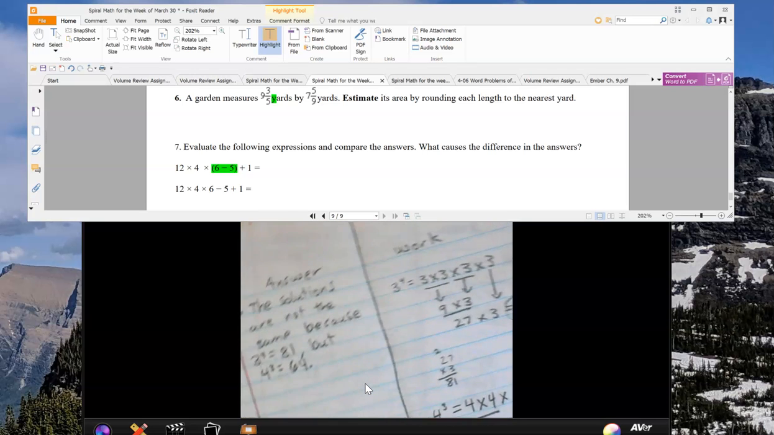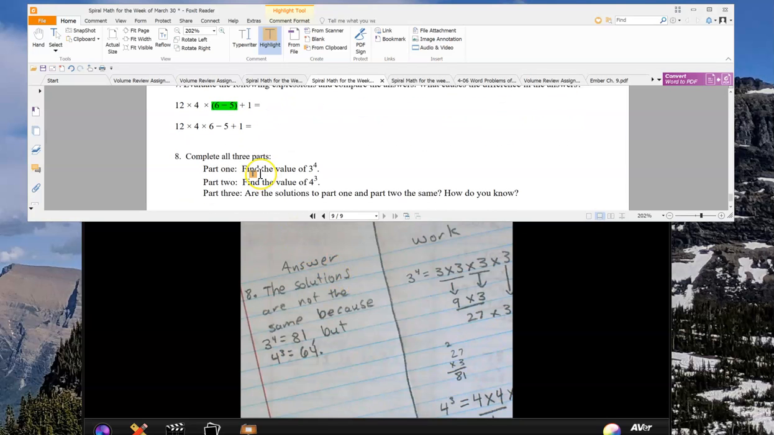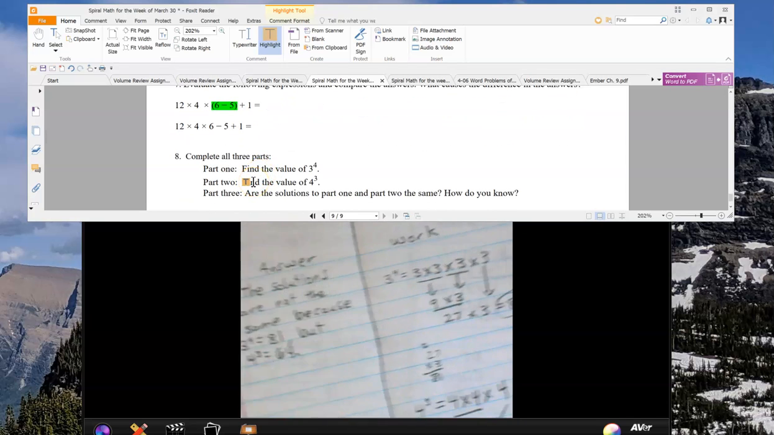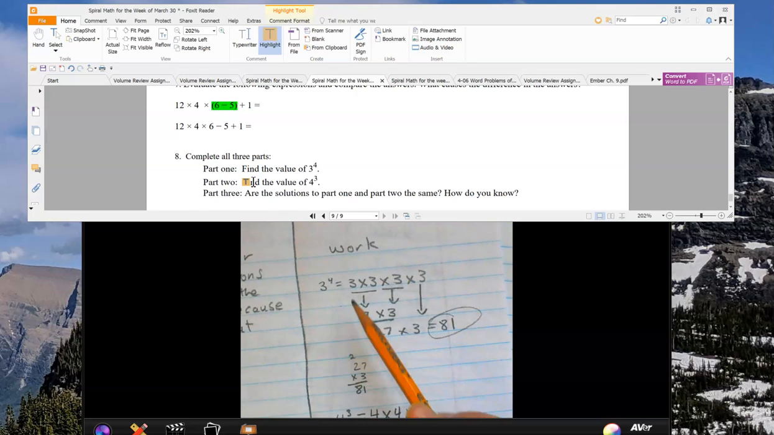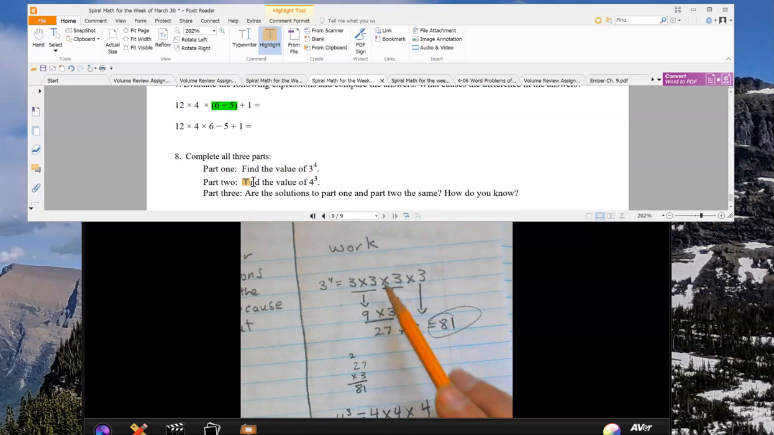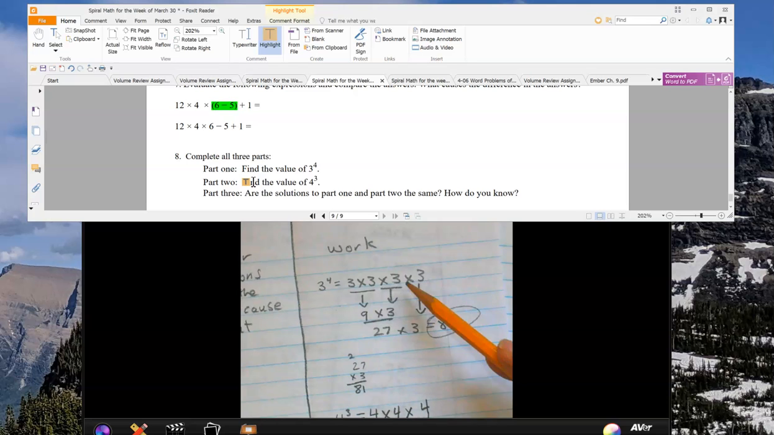And I'm going to take a look here. I'll move down. Part 1 was to find the value of 3 to the 4th power. And if you notice, boys and girls, 3 times 3 times 3 times 3 is 3 to the 4th power. It's not 3 times 4. 3 times 4 would just be 12. But as you notice, 3 times 3 is 9. When I multiply that, now I'm going to go times 3, which is going to equal 27. Multiply it by 3 again, and I'm going to get 27 times 3, and that's going to equal 81.